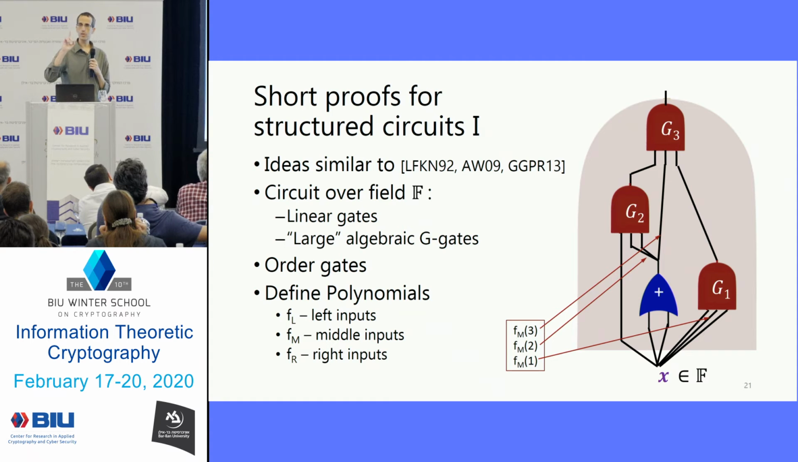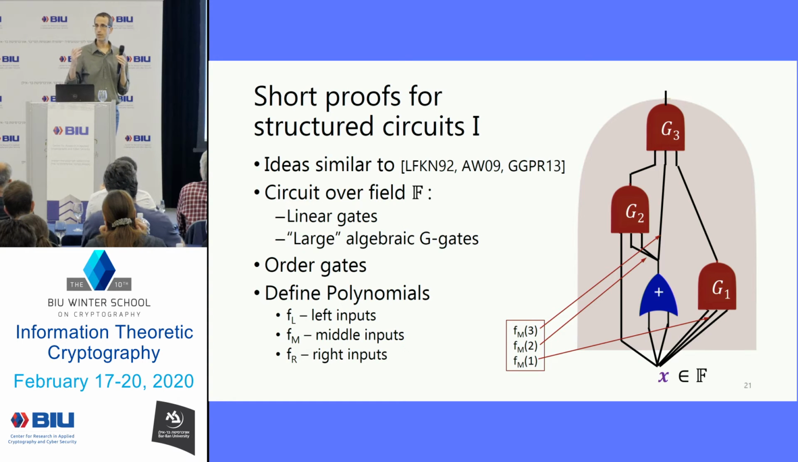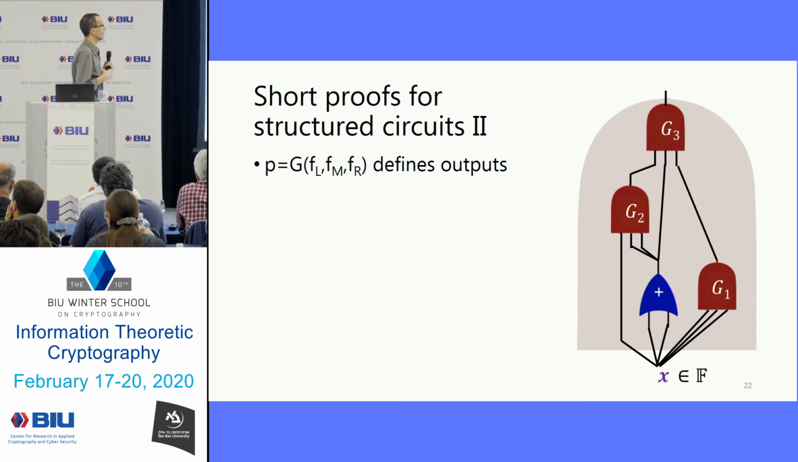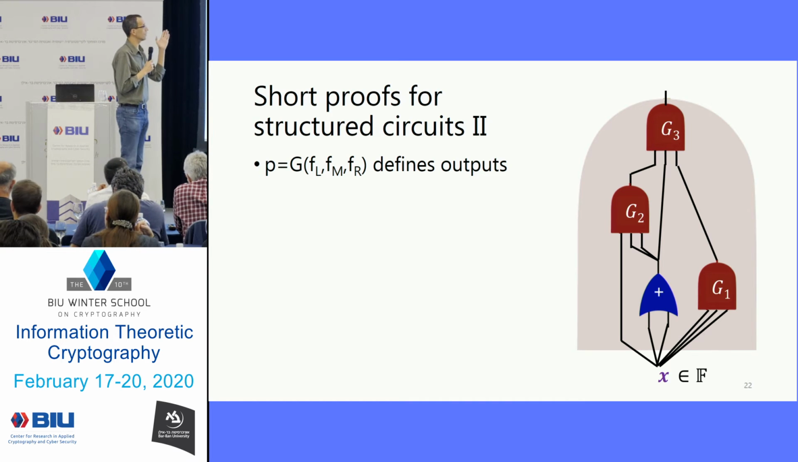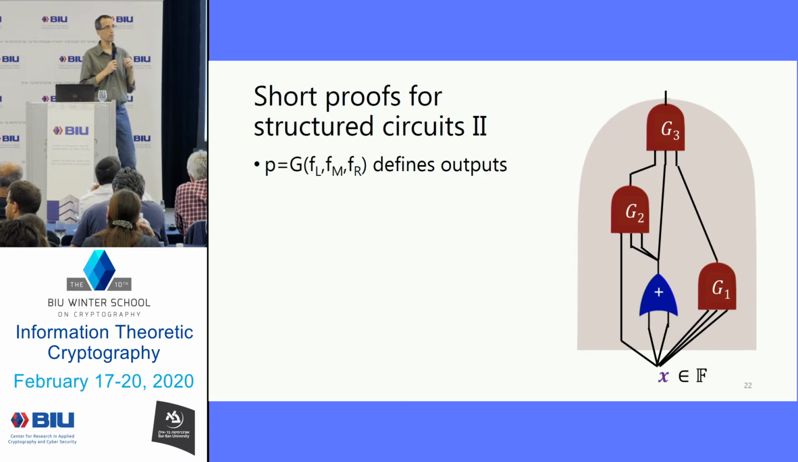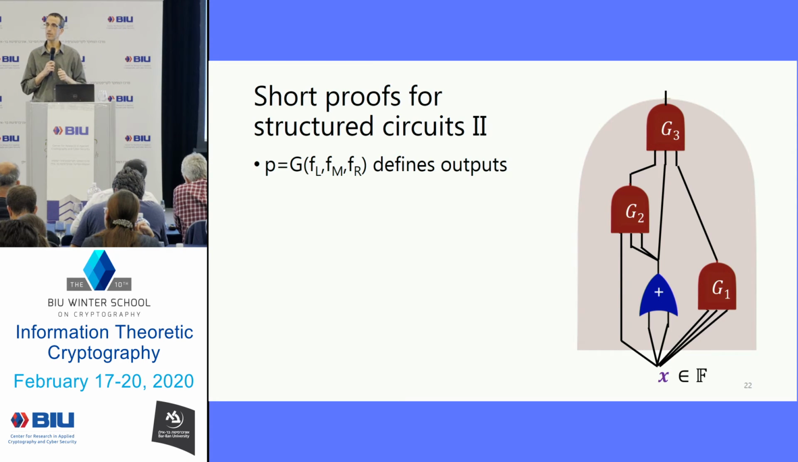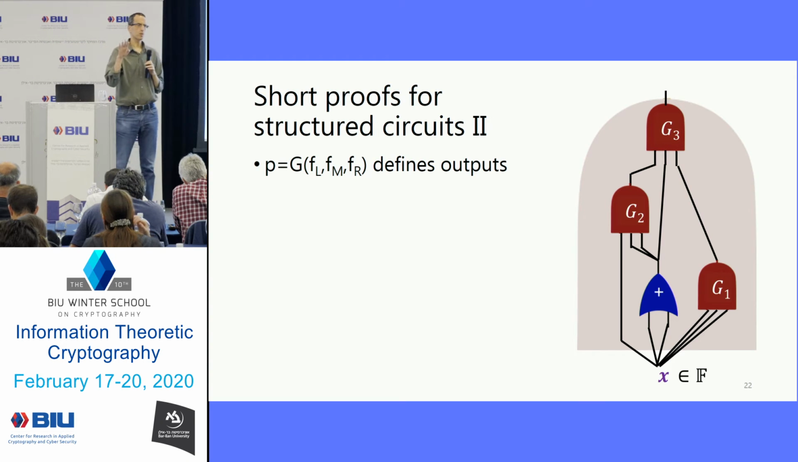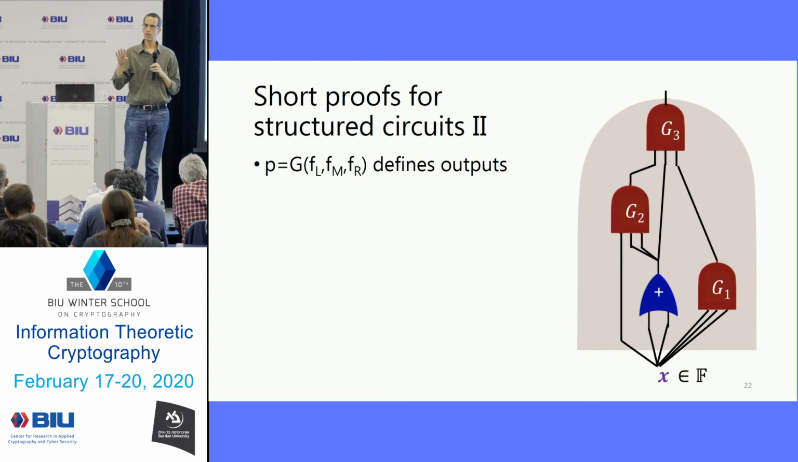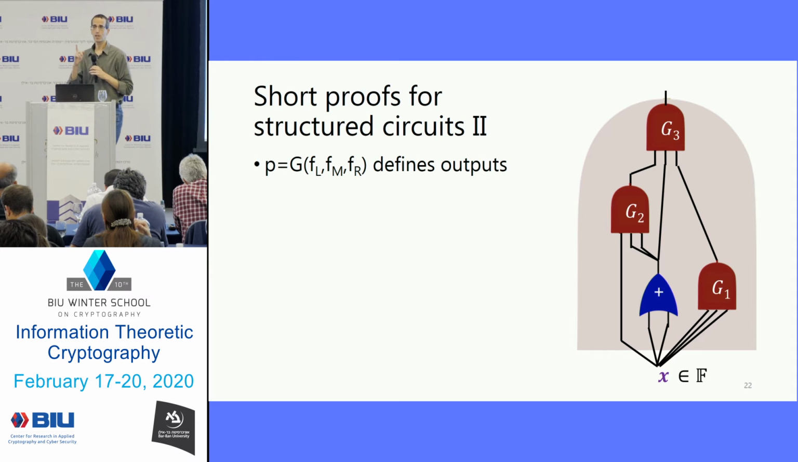Okay, and now we're going to define one more polynomial. Recall that G itself was some algebraic gate, right? It was some polynomial itself. So our last polynomial, P, is going to be the composition of G as a polynomial and all the polynomials we defined earlier. Now, these earlier polynomials sort of defined the inputs. The P polynomial defines the outputs.